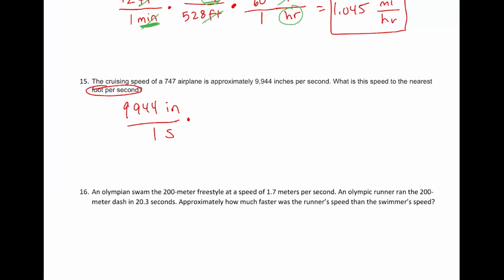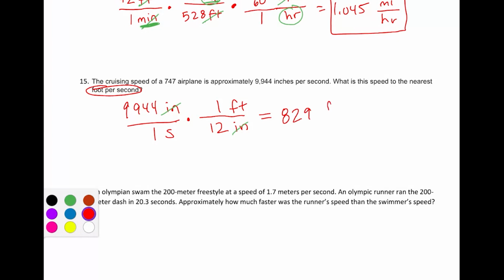So we need to convert inches to feet. There are 12 inches in 1 foot. So we get those inches to cancel out, and now we can just multiply 9,944 over 1 times 1/12. Or you could think about it as just 9,944 divided by 12. Either way, you're going to get 829 feet per second. Notice the units that did not cancel: feet and seconds.